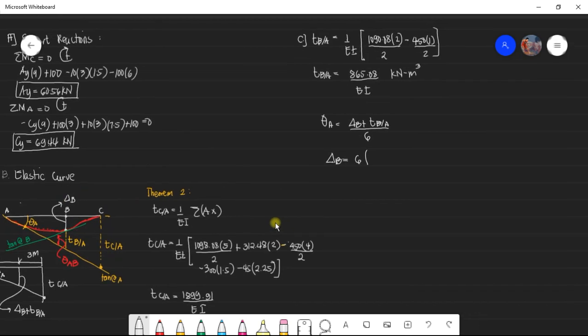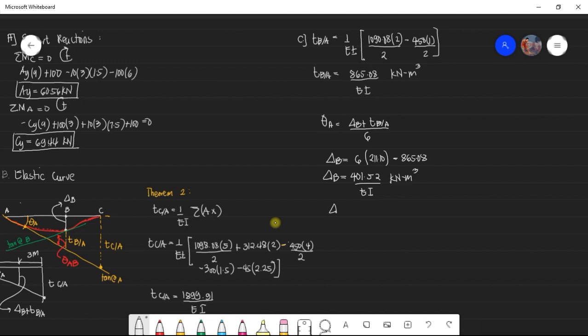So, 211.10 minus TBA, which is 865.08. So, delta B is equal to, so there's still EI here. Delta B is 401.52 over EI. Why do I keep saying theta? So you can now calculate this. The unit is kilonewton cubic meter.